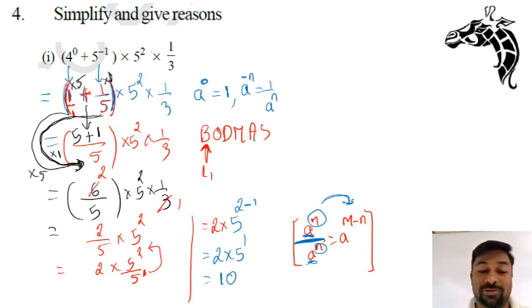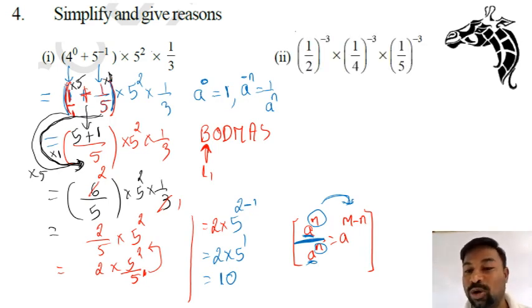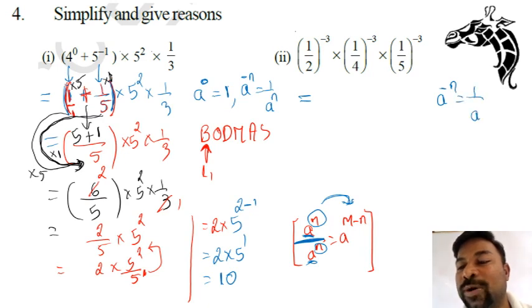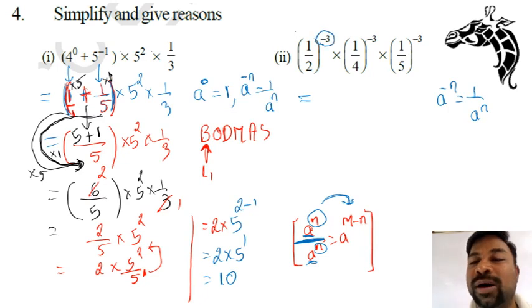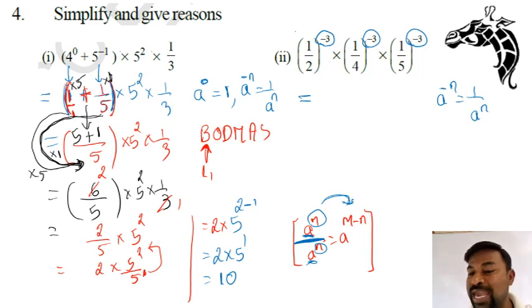This is how we have simplified with the help of reasons. Now let us go for one more question. Simple question: just now I said to you, a to the power minus n equals 1 by a to the power n. So what does it mean? If we are having a negative power, simple logic, make it reciprocal. The numerator becomes denominator and the denominator becomes numerator, and simply the power becomes positive.